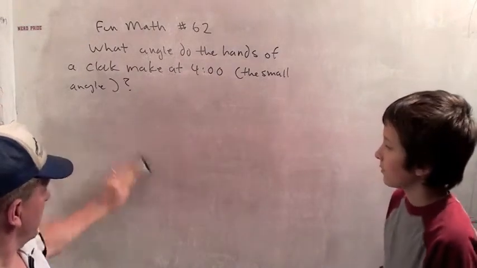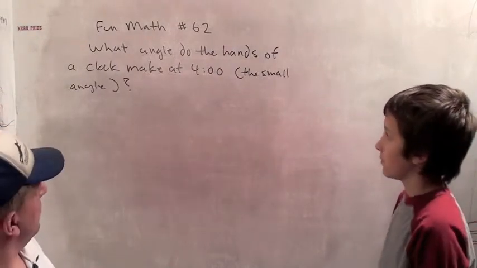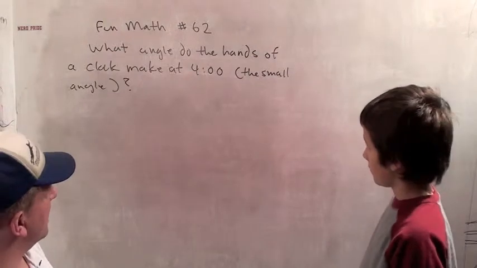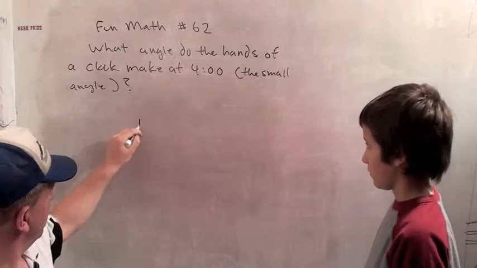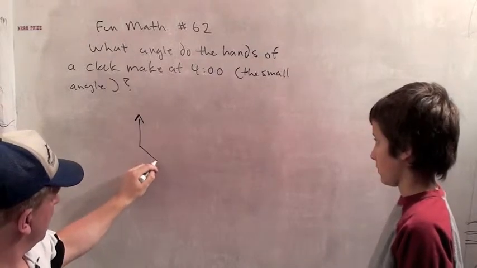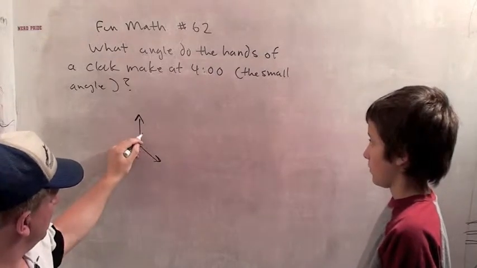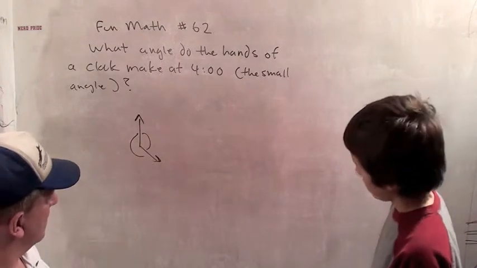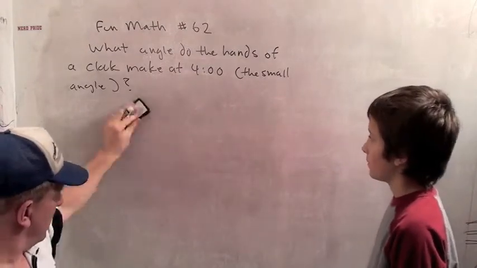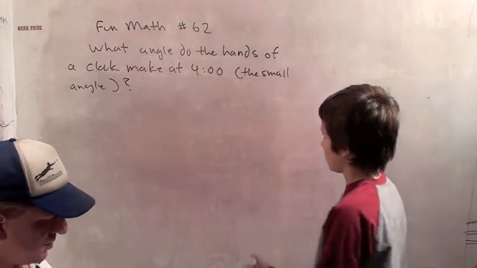So today we're going to look at a pretty neat problem. What angle do the hands of a clock make at 4 o'clock? And I mean the small angle. When you have the minute hand pointing somewhere and the hour hand pointing somewhere, there's actually two angles. There's this angle and then there's this angle. I mean the small angle. How would you approach this problem?